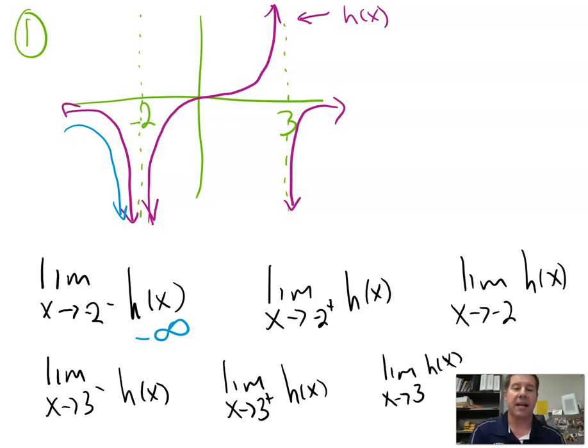Alright, if I'm looking at x approaches -2 from the right-hand side, that would be that part of the graph right there. And so again, this is going to negative infinity. If I look at the limit as x approaches -2 of h of x, then the two-sided limit from both sides, because these are both going to negative infinity, I'm able to put negative infinity.